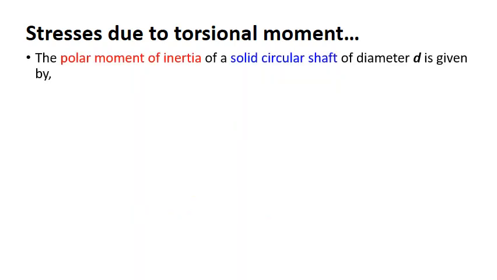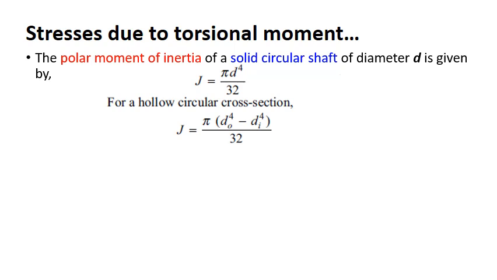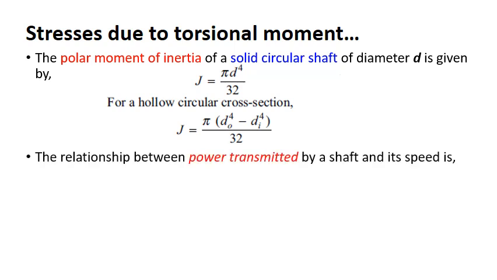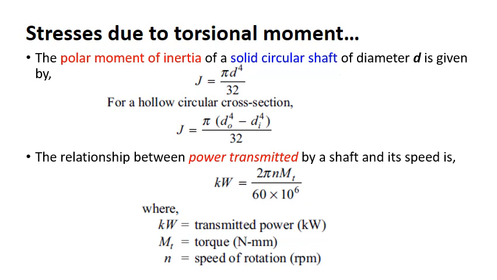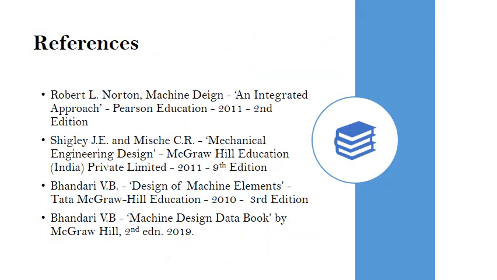Polar moment of inertia. These formulas, of course, you must remember for different geometries. For a circular shaft of diameter d, it is pi d power 4 by 32, and for a hollow circular shaft it is given. And power transmitted by the shaft is power equals 2 pi n Mt by 60 into 10 raised to 6, where n is the speed of rotation in rpm. So please remember these basic formulas, which we will be using often in the design of machine elements problems. Okay, thank you.